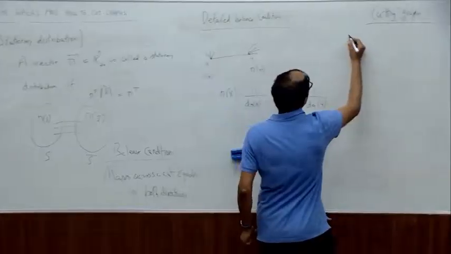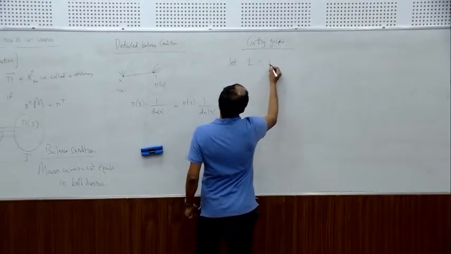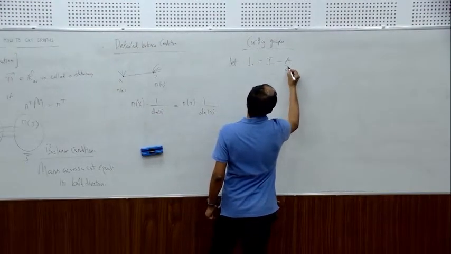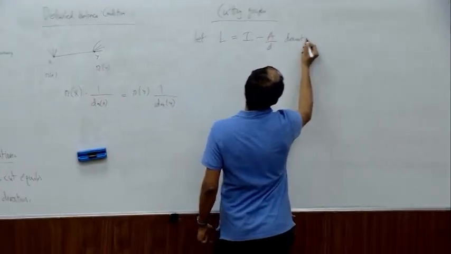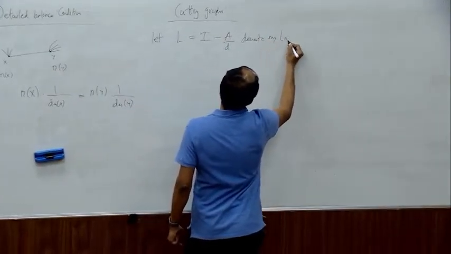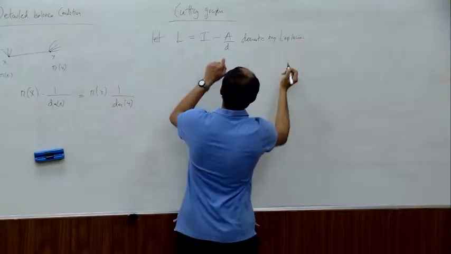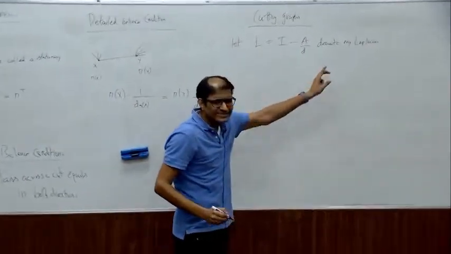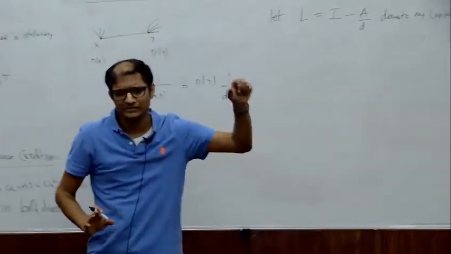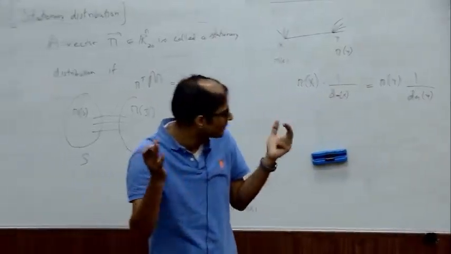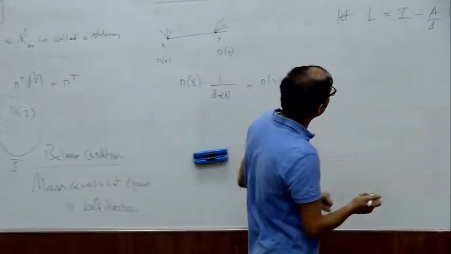So let L equal I minus A over D denote my Laplacian. Earlier I had called D times (I minus adjacency) the Laplacian. This thing is also a Laplacian. That's fine. Abuse of terminology, but who does not abuse terminology? So yeah, that's my Laplacian.